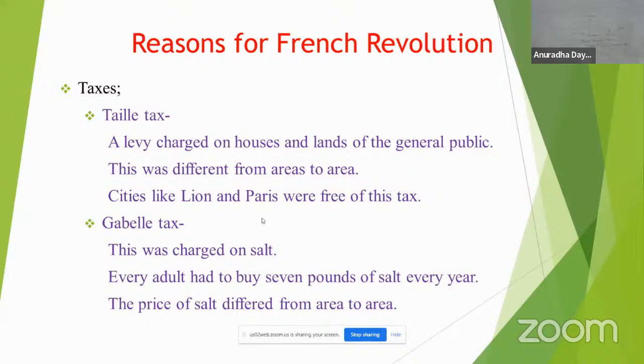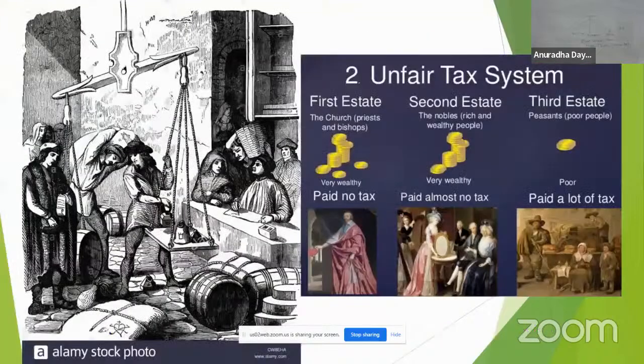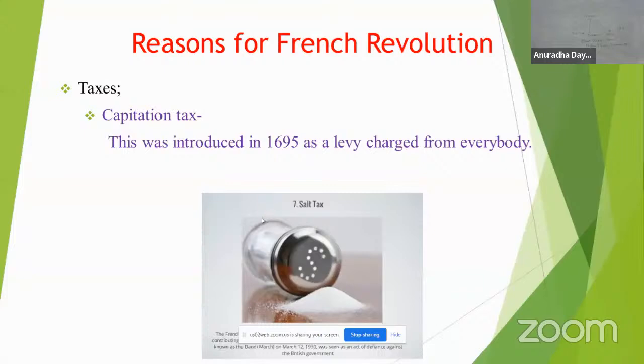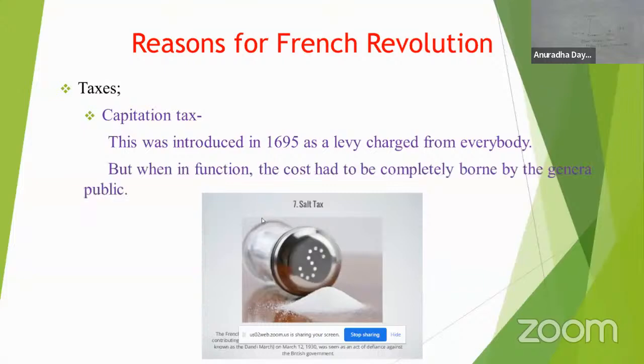The price of salt is different from area to area, but no one could transport salt from one place to another because that was prohibited, right? So salt was not transported from area to area, and the taxes on salt were expensive. So this is the capitation tax, the third tax. What is the capitation tax? Everybody had to pay the tax. That means every common person, every farmer, every slave, every middle class person had to pay this capitation tax.